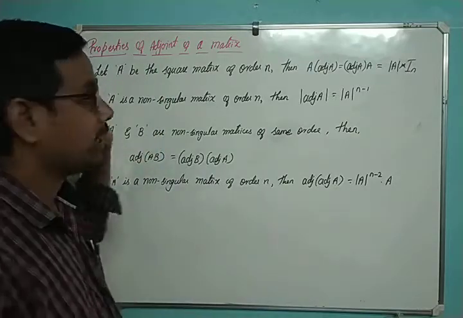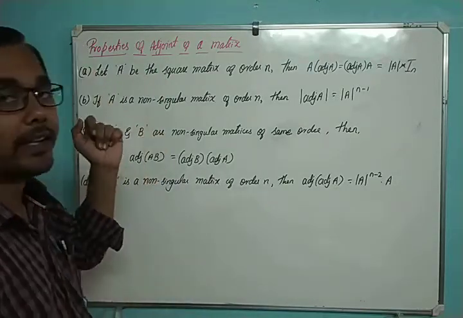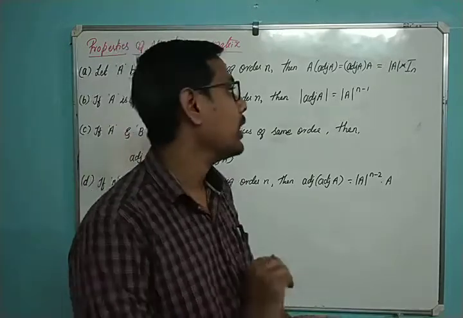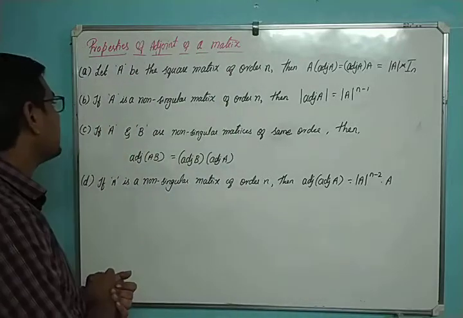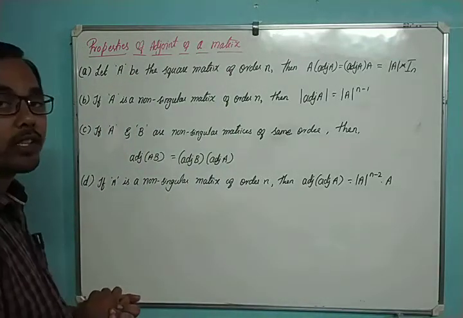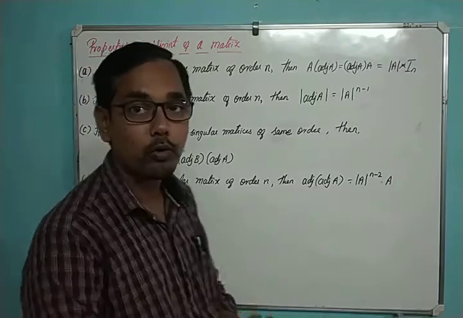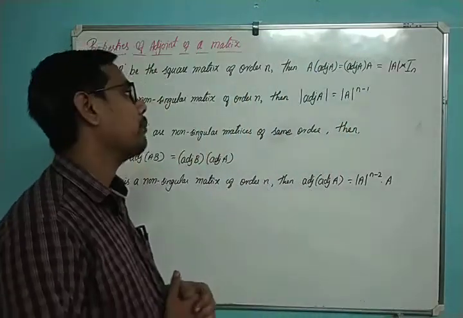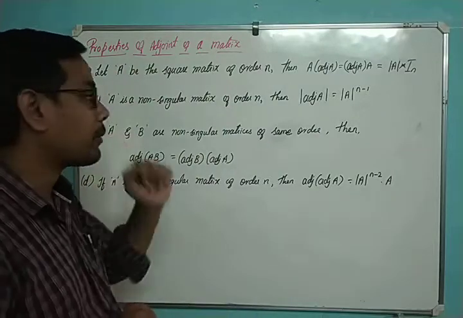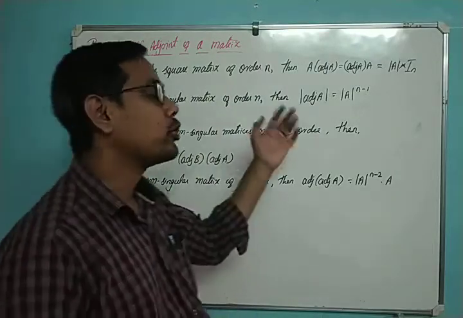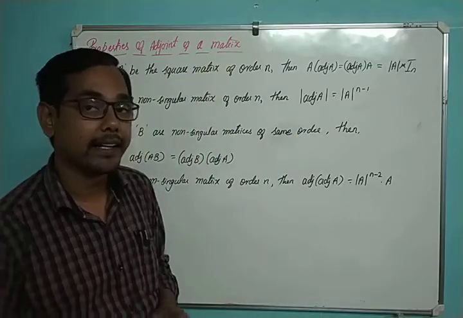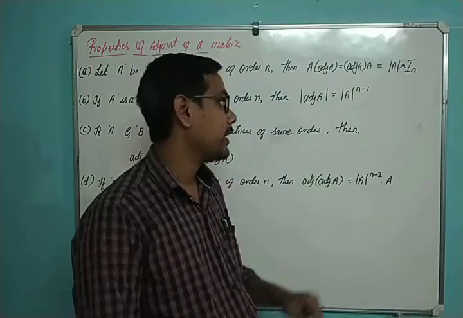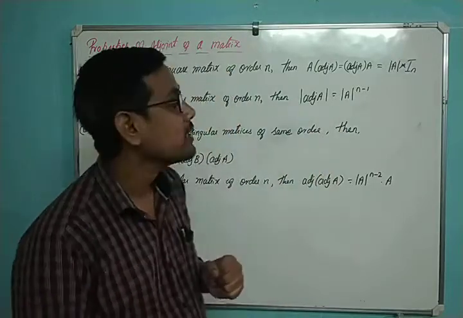So what is that? If A is a square matrix of order n, then A into adjoint A is equal to adjoint A into A, that is equal to determinant A into In, right? The second one is, if A is a non-singular matrix. What is a non-singular matrix? One whose determinant is not equal to 0. If the determinant is not equal to 0, then we call it a non-singular matrix. If A is a non-singular matrix of order n, then determinant of adjoint A is equal to determinant of A to the power n minus 1.